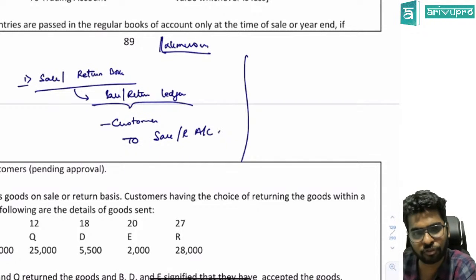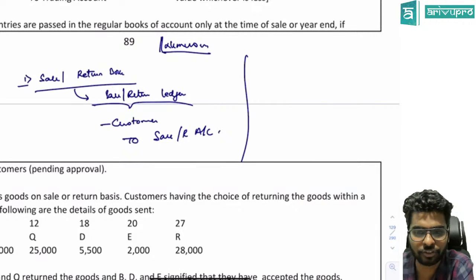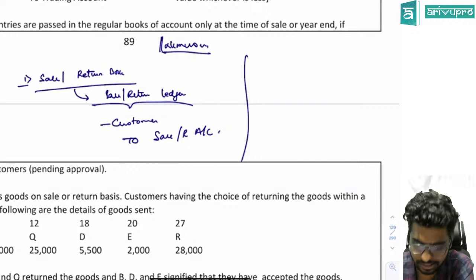Just understand the flow. When we do a question, you will know it extremely easier. So just understand, first I have to record it in the sale or day book. From there I have to record it in the ledger. In the ledger anyway the entries are the same.